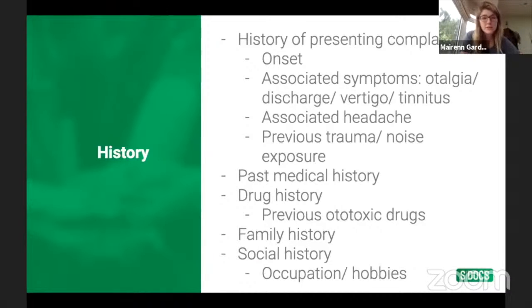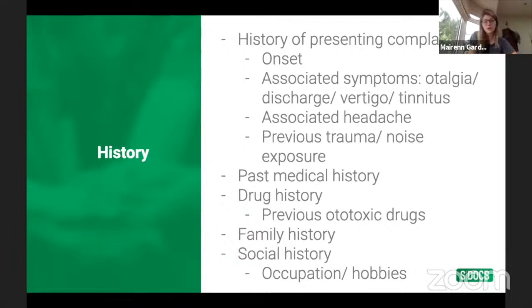Discuss past medical history. Some of these patients may have Down syndrome or other craniofacial disorders, which can affect the anatomy of the ear canal, which can cause some of these problems. Patients might have had recurrent ear infections in the past. All of these may contribute to a cause of hearing loss.